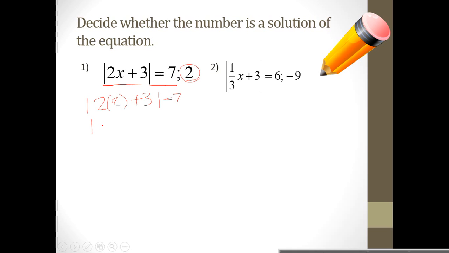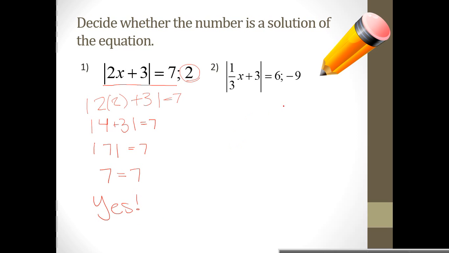So I'm going to go 2 times 2, which gives me 4, plus 3 equals 7. Now, 4 plus 3 is, of course, 7. Then I'm going to ask myself, absolute value of 7. 7 is 7 away from 0. And I see 7 equals 7. So 2 is a solution to this equation.